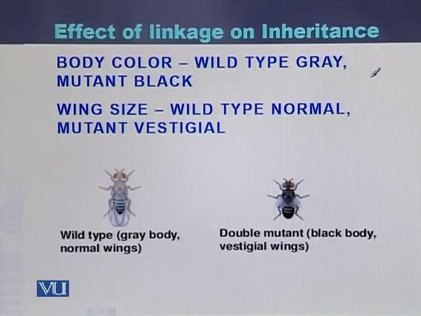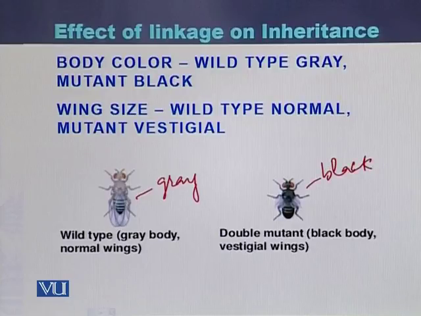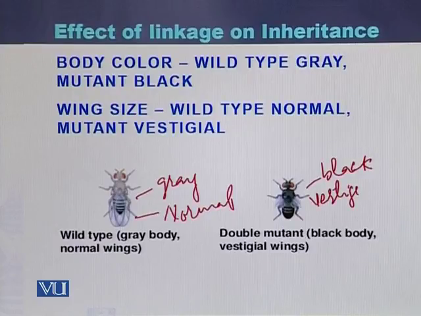One phenotype was that the fly is gray in color, while the second fly was black in color. The second thing he considered was the wings of the flies. In the first case, the wings are normal, while in the second fly, the wings were vestigial. So he crossed these two types of flies.